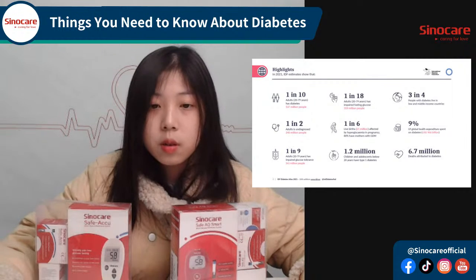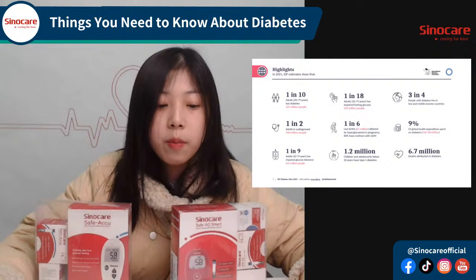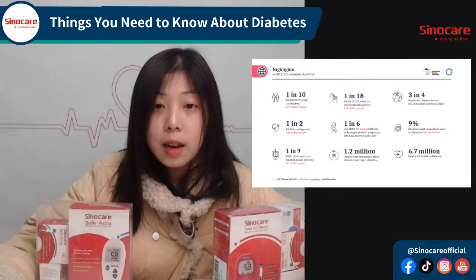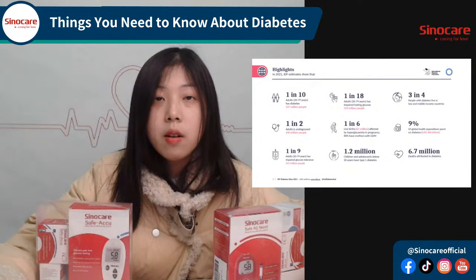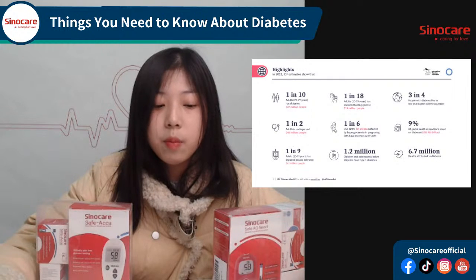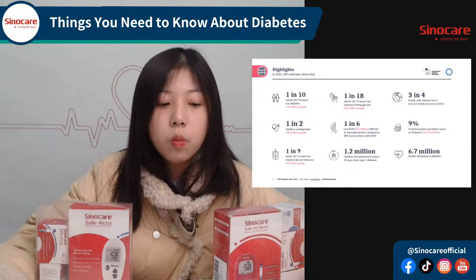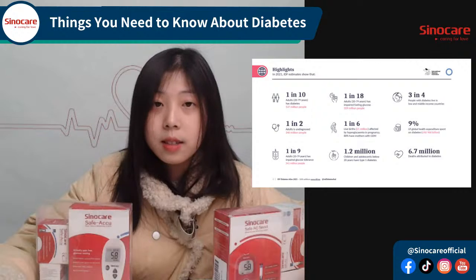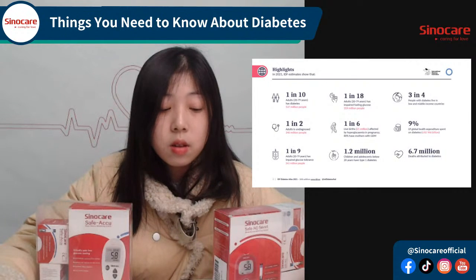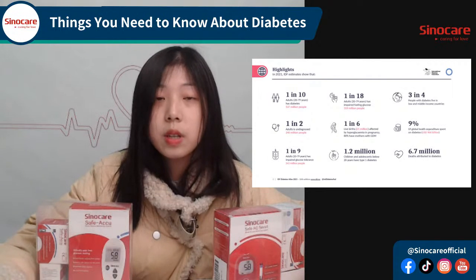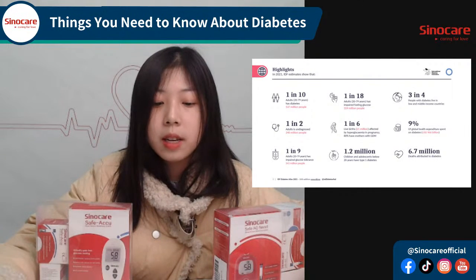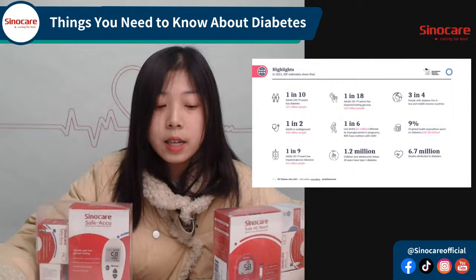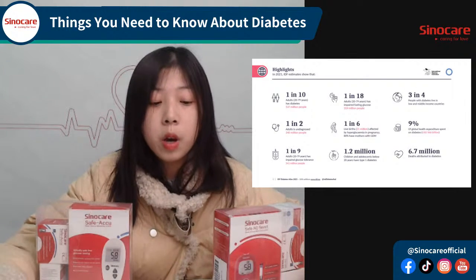Let's look at the first PowerPoint. We can see the number of adults aged 20 to 79 with diabetes in the world is 537 million, accounting for 1 in 10 of the total population. So it's a huge number, right? And the second is there are 319 million adults with impaired fasting glucose among adults aged 20 to 79 in the world, accounting for 1 in 18 of the total population. It's also a huge number, right?